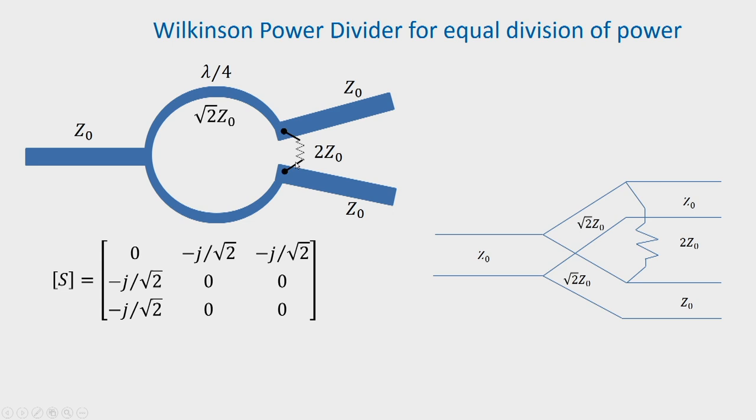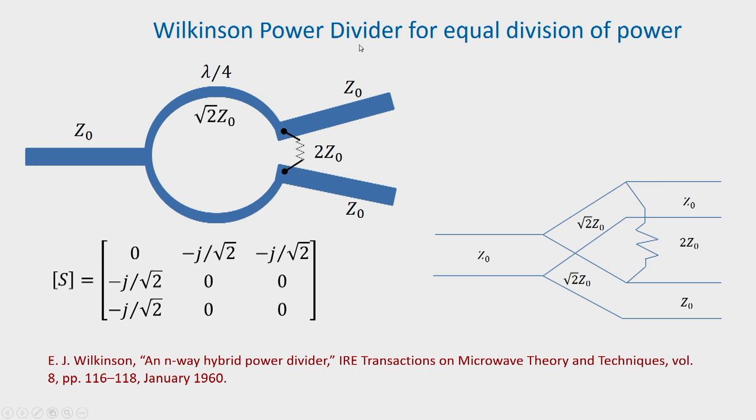The Wilkinson power divider is in the name of E.J. Wilkinson, and he introduced an N-way hybrid power divider in 1960 in the IRE Transactions on Microwave Theory and Techniques. And thereafter, different versions of the Wilkinson power divider have been developed.